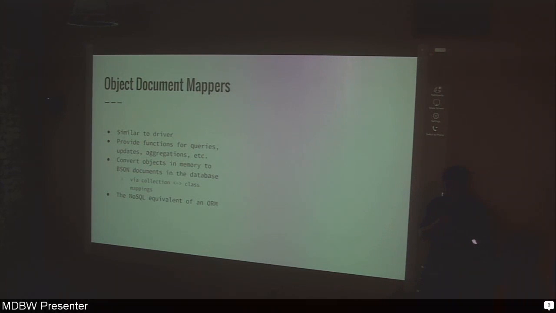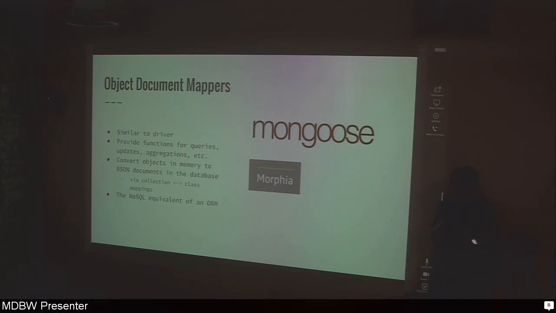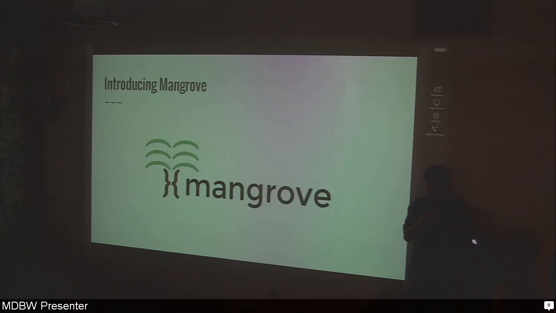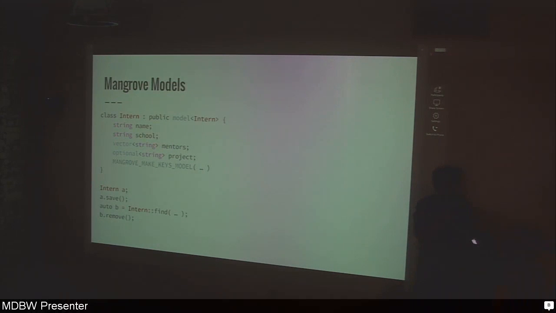So there are quite a few object document mappers out there today. Probably the one that's most well known is Mongoose, which is the one for JavaScript. But there are also others like Morphia for Java, Mongoid for Ruby, and even third-party ones like Mandango for PHP. That being said, we're introducing Mangrove, which is the first community C++ object document mapper provided by MongoDB itself. So with that, I'm going to let Raphael talk a little bit about the features.